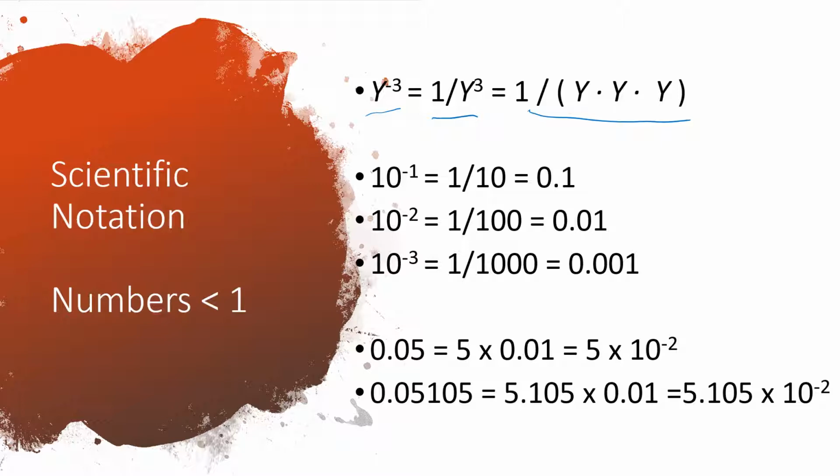So we can write these the same way as we did with the positive powers. 10 to the negative first equals 1/10 equals 0.1. 10 to the negative second equals 1 over 100 equals 0.01. 10 to the negative third equals 1 over 1,000. In other words, 1 over 10 to the third equals 0.001. And before we were counting zeros, you remember, to figure out which power we're at. You can do the same here as long as you include that 0 to the left of the decimal point.